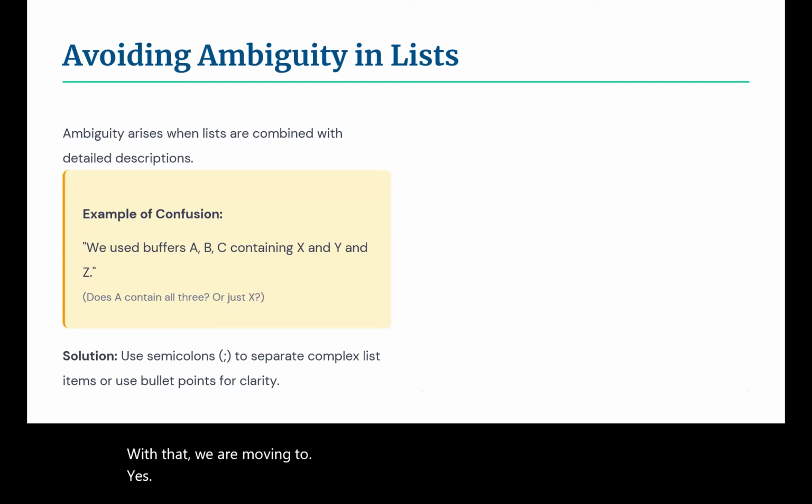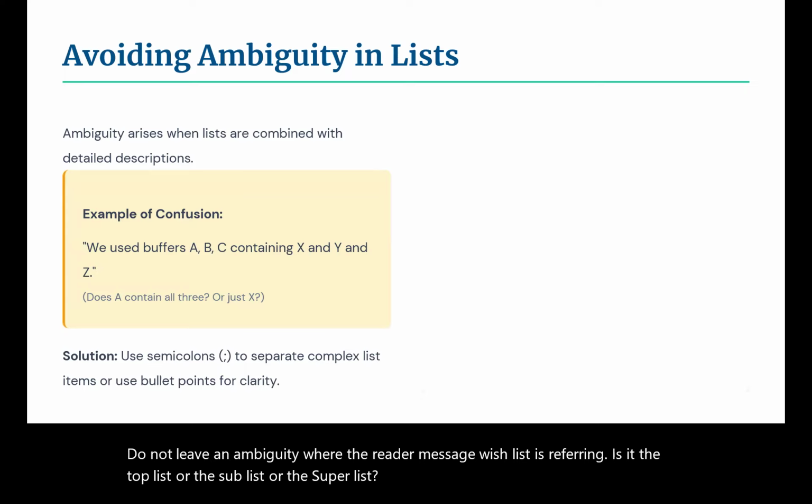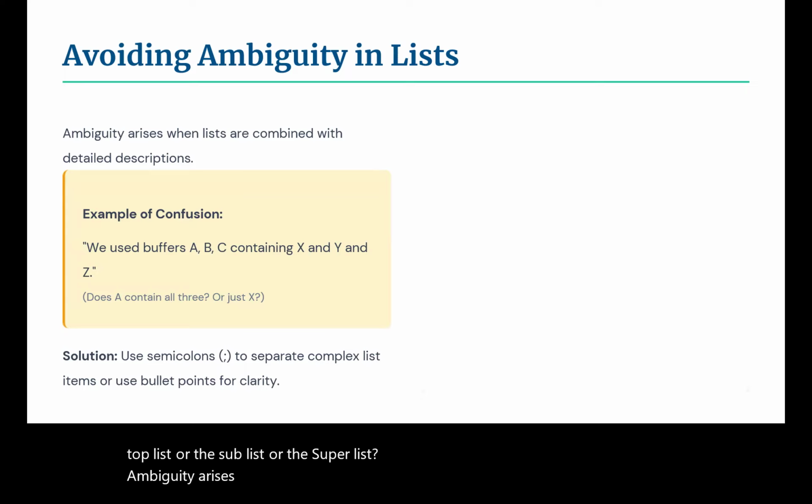Ambiguity. Now, when it comes to lists, do not leave an ambiguity where the reader messes up which list is being referred to. Is it the top list or the sub list or the super list? Ambiguity arises when lists are combined with detailed descriptions.